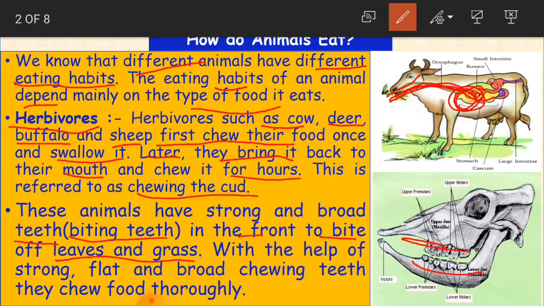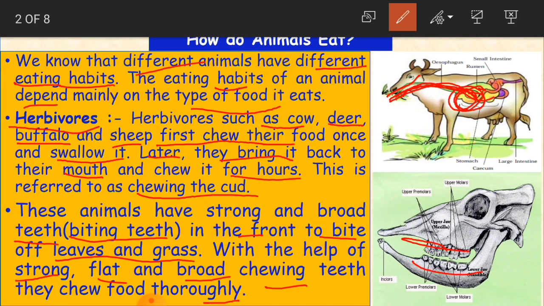So they eat only plant food. Plant food is nothing but the leaves and grass of the plant. They bite the food with their teeth. With the help of their strong, flat and broad chewing teeth, they chew food thoroughly.